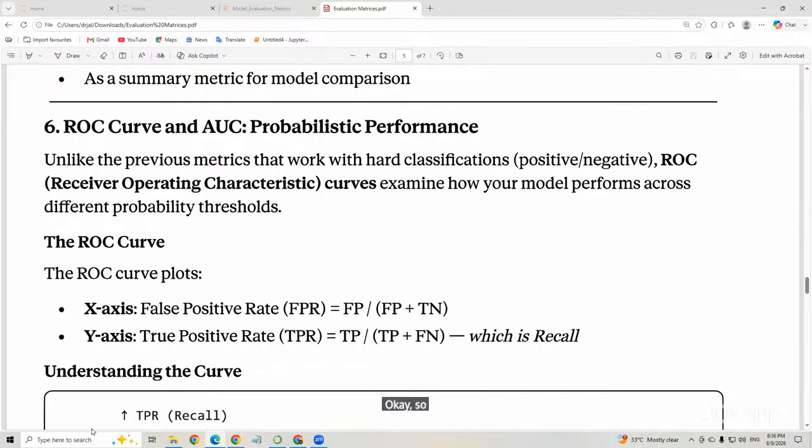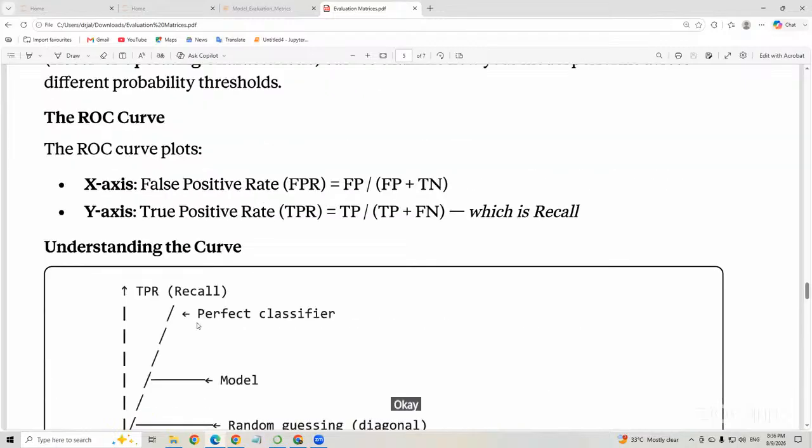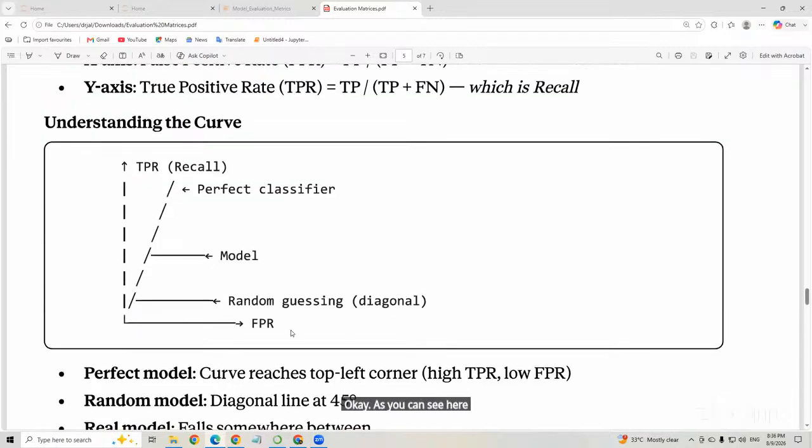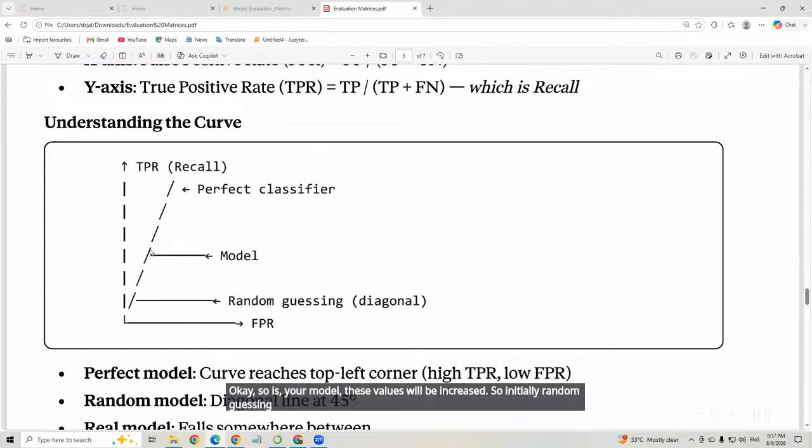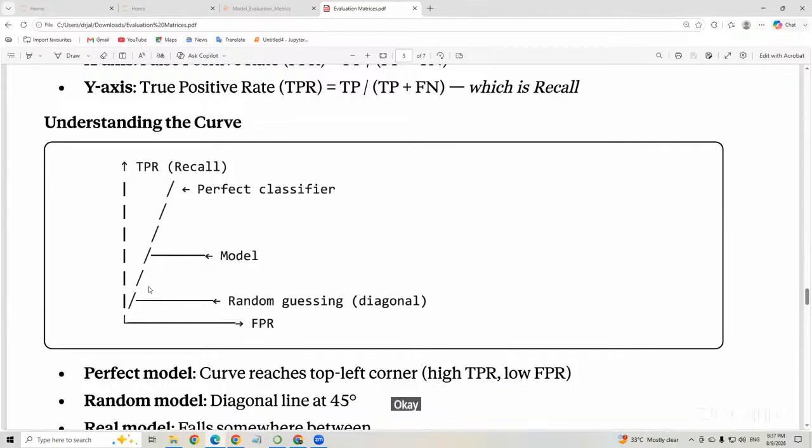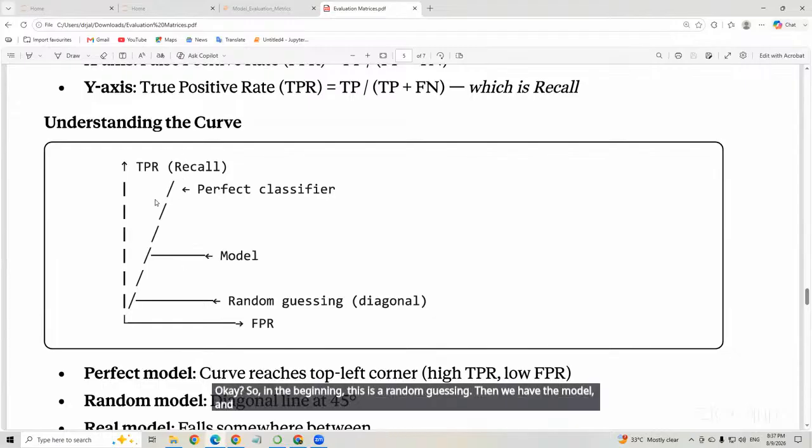These two values we calculate for the ROC curve. On the horizontal side, this is the FPR, and on the vertical line, we have the TPR. As your model improves, these values will increase. Initially there is the random guessing diagonal, and in the middle, this will be in three parts. In the beginning, this is random guessing, then we have the model, and then we have the perfect classifier.